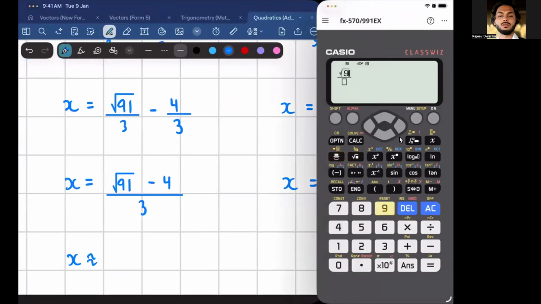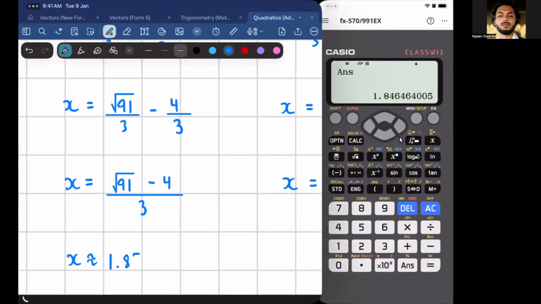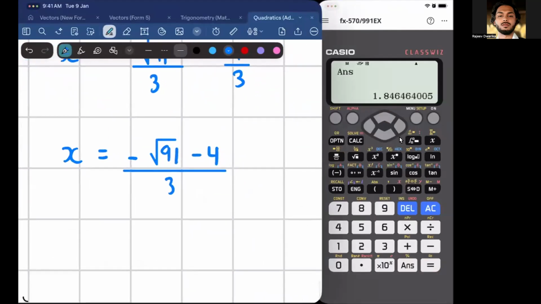Square root of 91 minus 4 all over 3. Could somebody tell me what you get? I want you all to tell me what you get. Any of you guys, what are you getting for root 91 minus 4 over 3? 1.85. Yeah, 1.85 is correct. Zachary, could you tell me the other answer to two decimal places?